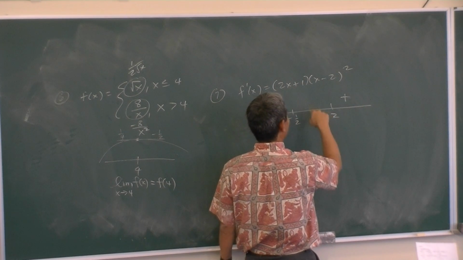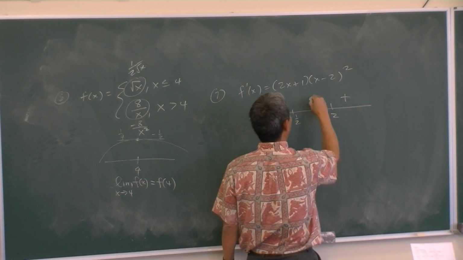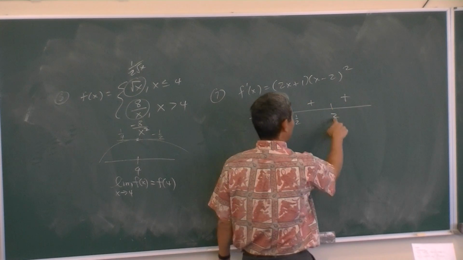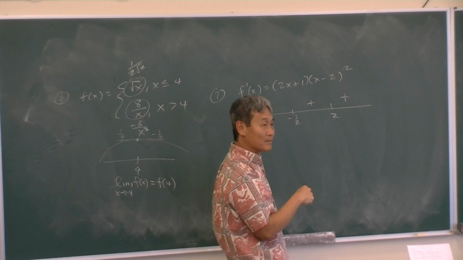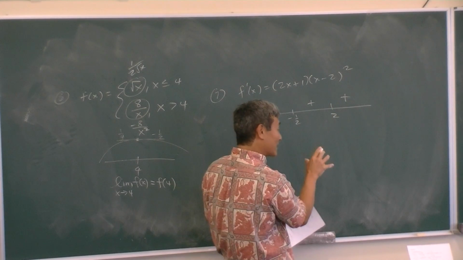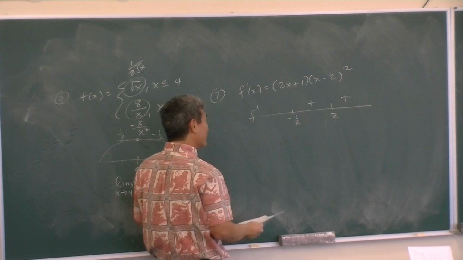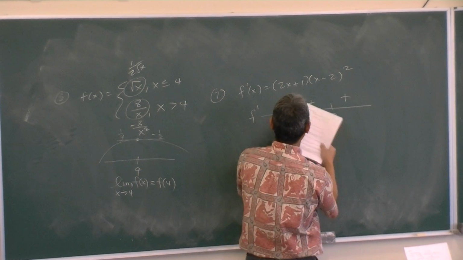Without even plugging anything in, 0. Why is it positive? Because 2 came from here, even power. That means the graph is going to bounce off. It's going to be the same sign. Even power stays the same. Odd power switches. Or if you don't know anything, just plug in 0.